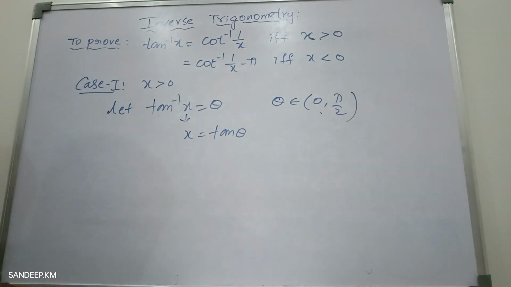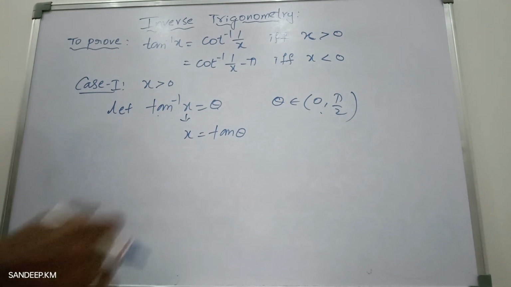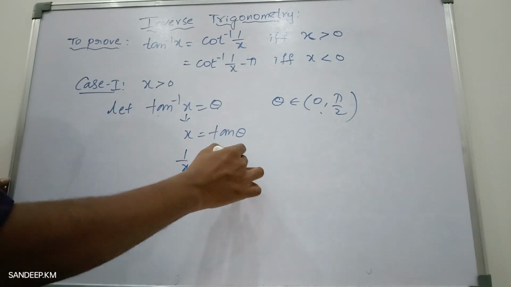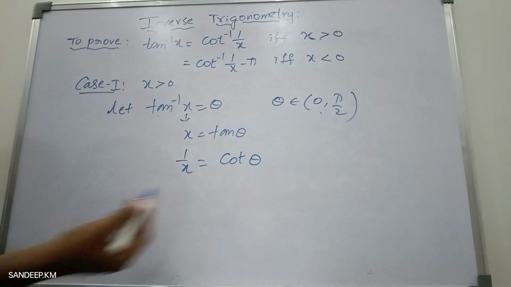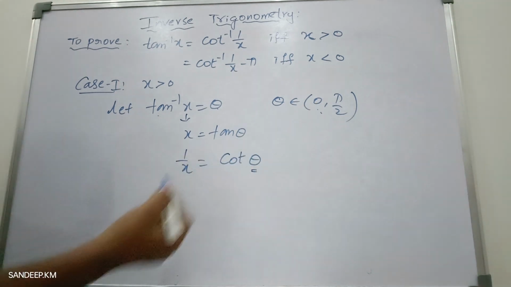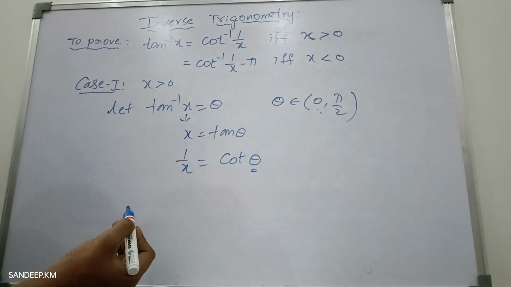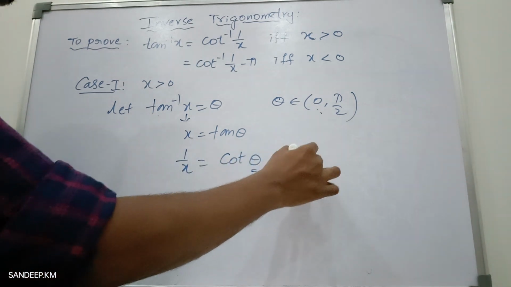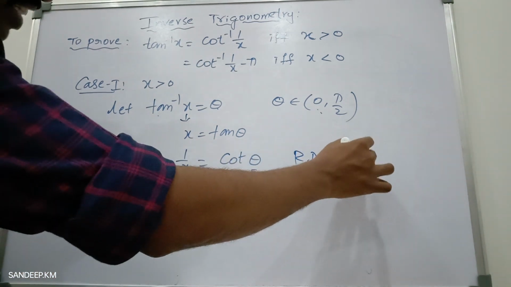Anyhow, from tan I want cot, right? Let us take the reciprocal on both sides. 1 by x is equal to cot theta. And again check that theta is between 0 and 90. What is the restricted domain of cot theta?